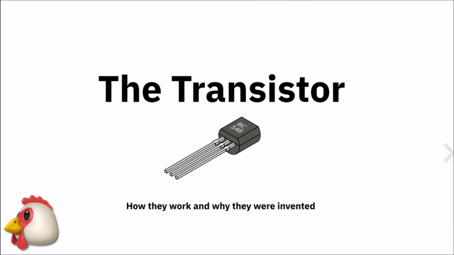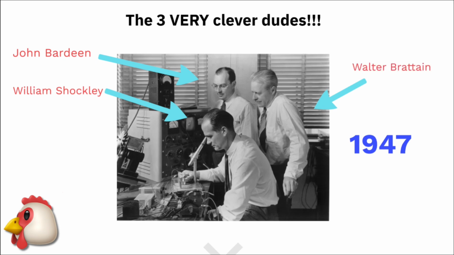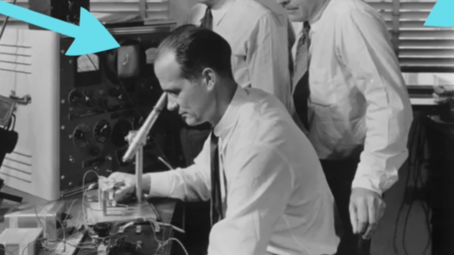The transistor, what it is and why it was invented. Now, these three gentlemen you see before you from Bell Labs in 1947 invented the transistor, and their names were John Bardeen, William Shockley, and Walter Brattain. Now, the prototype transistor was a point contact device, and it wasn't that reliable. But over time, William Shockley spent a great deal of time perfecting this prototype and came up with a 3-layer design that consisted of a base, collector, and emitter.